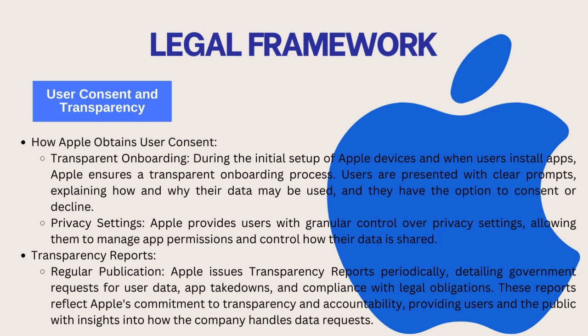Now, user consent and transparency. This is how Apple obtains user consent. Through transparent onboarding: during the initial setup of Apple devices and when users install apps, Apple ensures a transparent onboarding process. Users are presented with clear prompts explaining how and why their data may be used, and they have the option to consent or decline. Now, in privacy settings, Apple provides users with granular control over privacy settings, allowing them to manage app permissions and control how their data is shared.